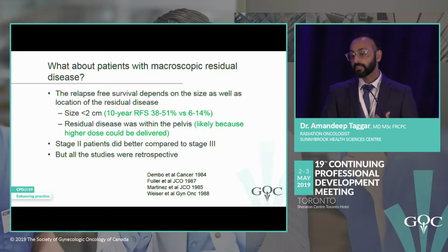Second thing is, where the disease is left behind, is it in the pelvis versus in the abdomen? In the pelvis, we can often deliver higher doses of radiation just because there are not that many critical structures within the pelvis. We all know that higher stages generally do worse, so the lower the stage, the better they will do with any kind of adjuvant treatment. And I've put the references down there. These are all the retrospective series that certainly gave us these conclusions.